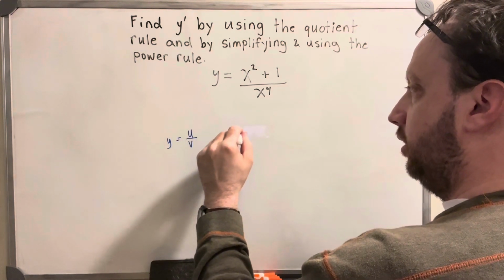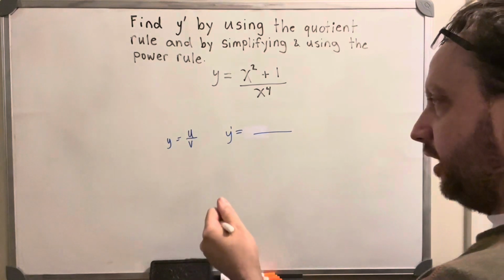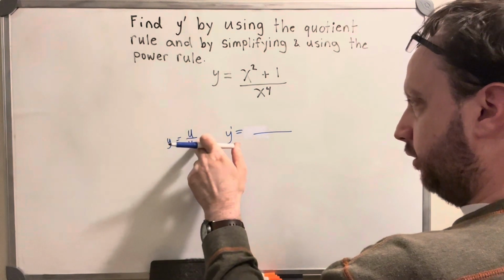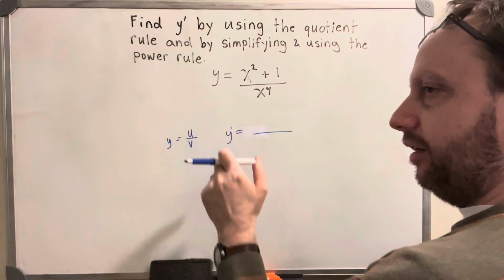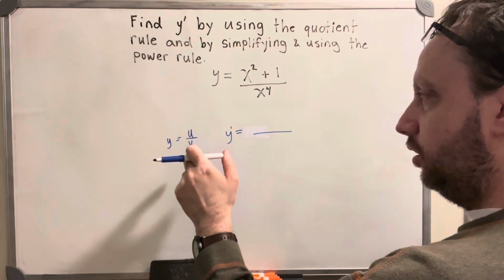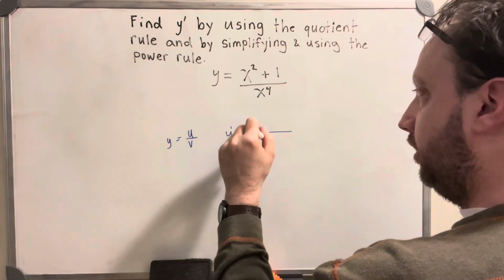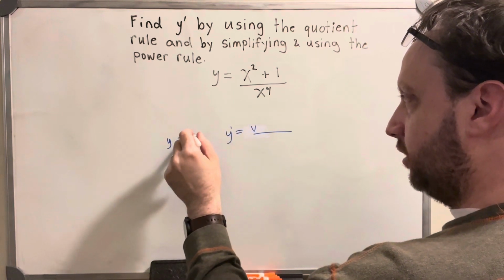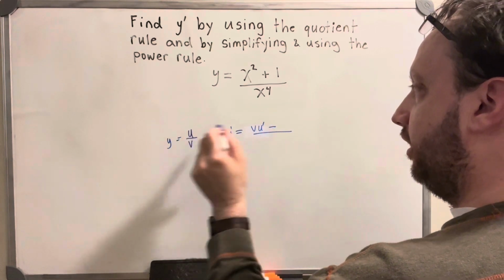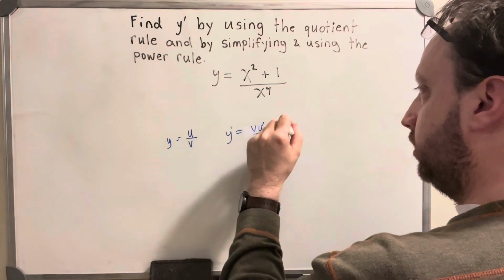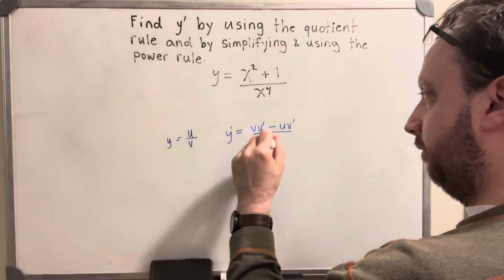Then y prime equals, now the mnemonic that I use sounds like this. The denominator is lower than the numerator, so I say low d high minus high d low over low low, and you'll see how this applies. I said low, so that's just v, and I said d high, which means the derivative of the numerator, minus high d low, which means the derivative of the denominator function, over low low, which means the denominator function squared.